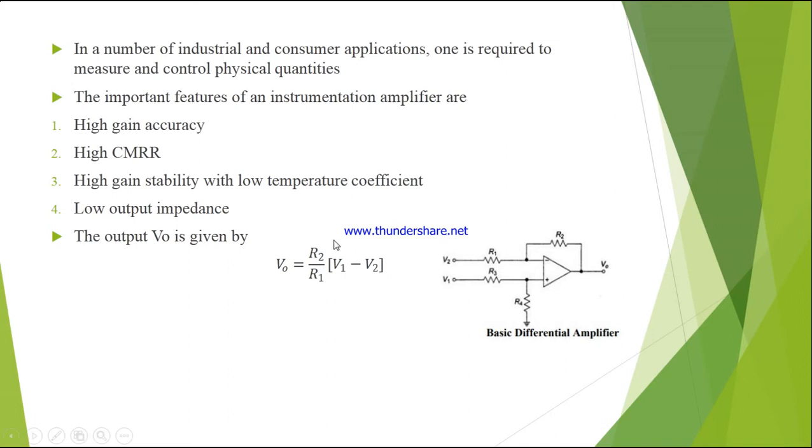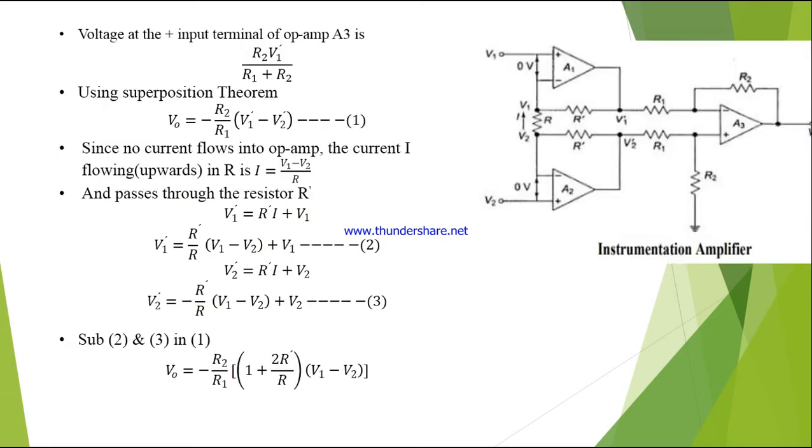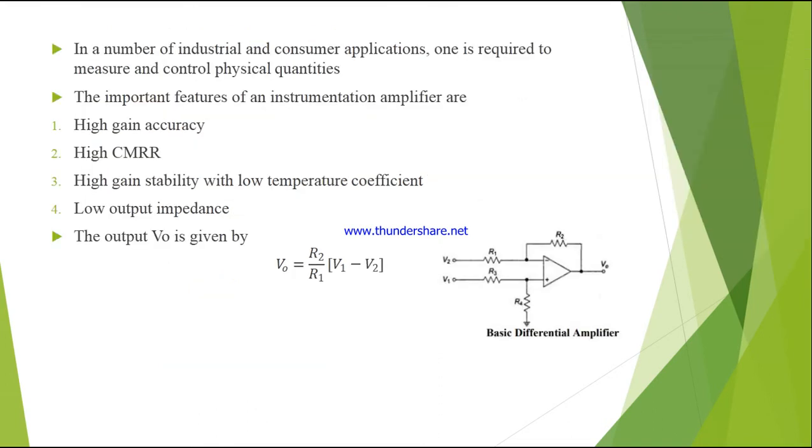Let us consider the basic instrumentation amplifier. Here the output V0 is given by V0 equal to R2 by R1 into V1 minus V2. In the first figure, the source V1 sees an input impedance equal to R3 plus R4, and the impedance seen by source V2 is only R1, and this low impedance may load the signal source heavily. Thus a high resistance buffer is used at each input to avoid the loading effect.